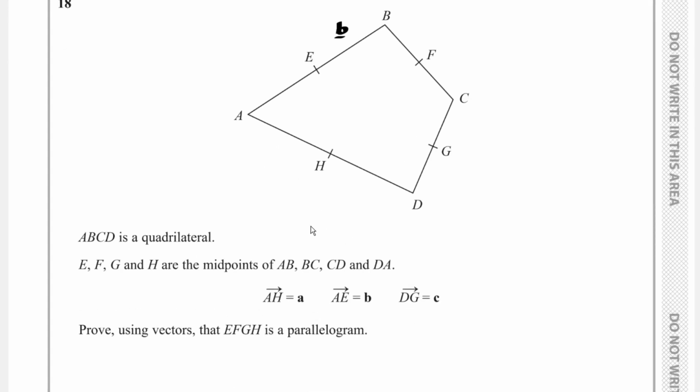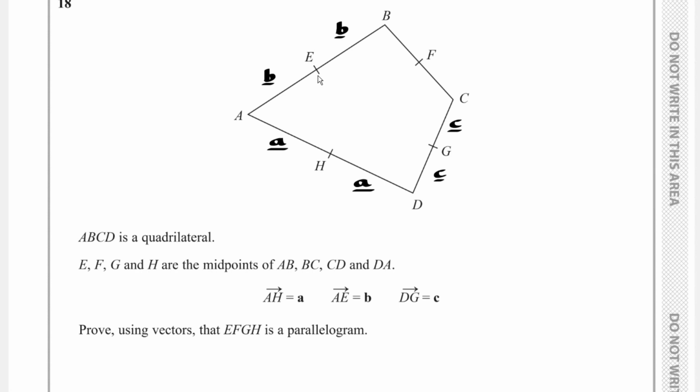So we've got AE, which is equal to EB, which is equal to the vector b. We've got AH, which is equal to the vector HD, which is equal to the vector a. We've got DG, which is equal to the vector GC, which is equal to c.